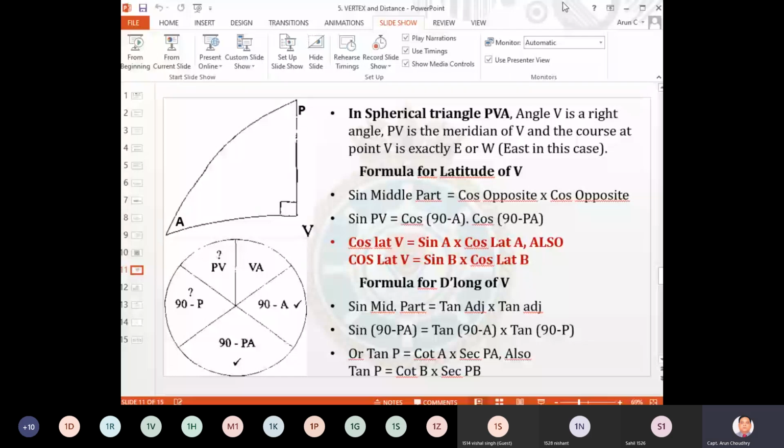Okay. So I'm just keeping this slide. We still have 10 minutes to go. Quickly tell me the values of this. Calculate this and let me know. What will be the value of PV, and what is the value of angle P? Just calculate it quickly. Then we'll go on to the next slide.